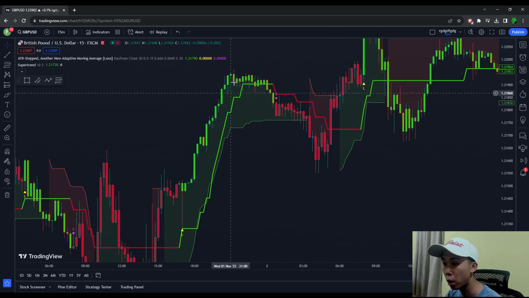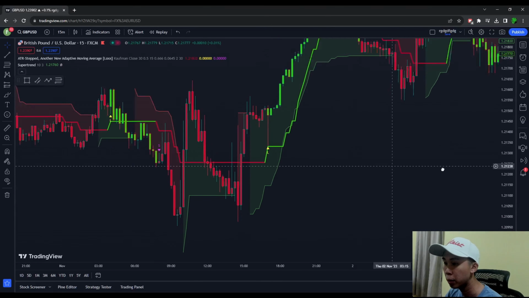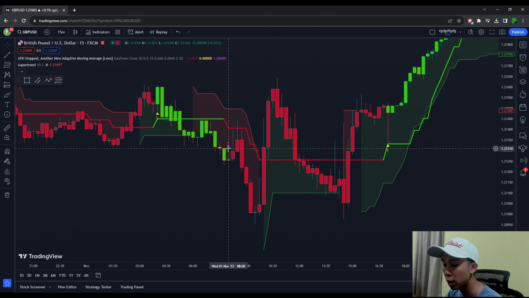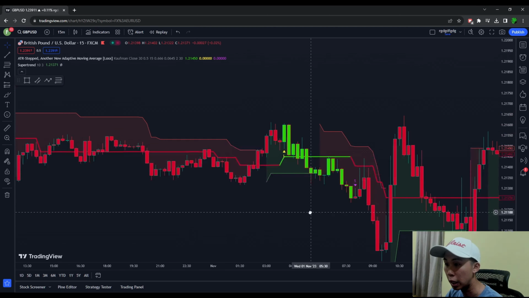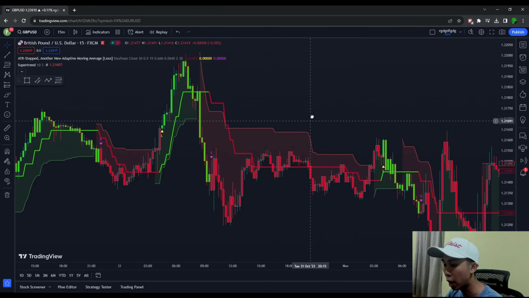Look what happened. Price went up very aggressively. And we have a sell signal here, and it's in a red cloud. If you took a sell here, you would have either hit take profit or hit break even. Let's have a look at another example.